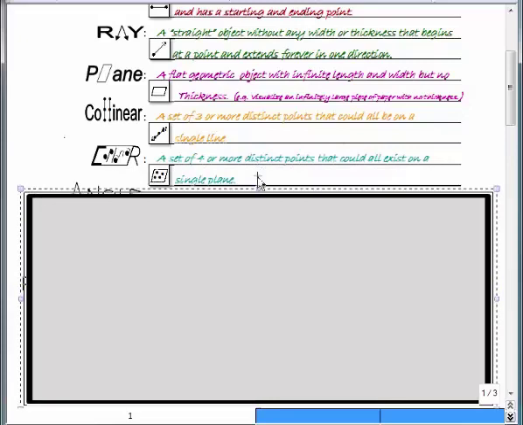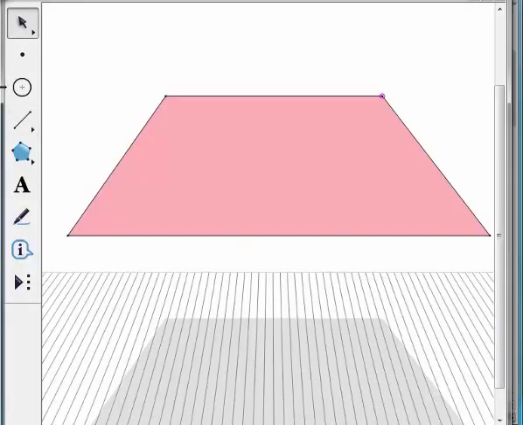Coplanar is a set of 4 or more distinct points that could all exist on a single plane. So we're going back to the idea that we had the plane, and if you had at least 4 points all on this plane, those would be coplanar. But if you had a point that was off that plane, that would not be coplanar with the rest of these.